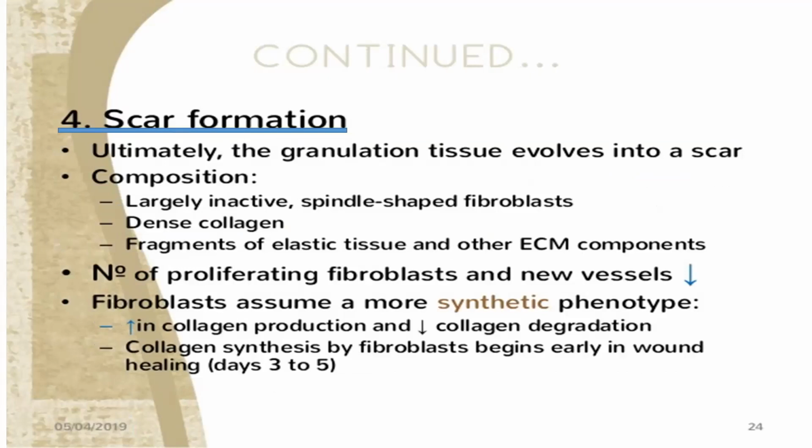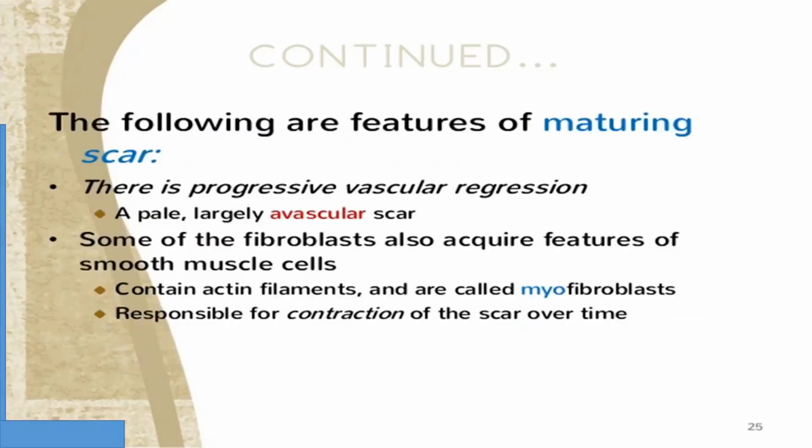The fourth step is the scar formation. Ultimately, the granulation tissue evolves into the scar. The composition is largely inactive spindle-shaped fibroblasts, dense collagen, fragments of elastic tissue and other ECM, extracellular matrix components. Proliferation of fibroblasts and new vessels is decreased. Fibroblasts assume a more synthetic phenotype. There is increase in collagen production and decrease in collagen degradation. Collagen synthesis by the fibroblasts begins early in wound healing, at 3 to 5 days.